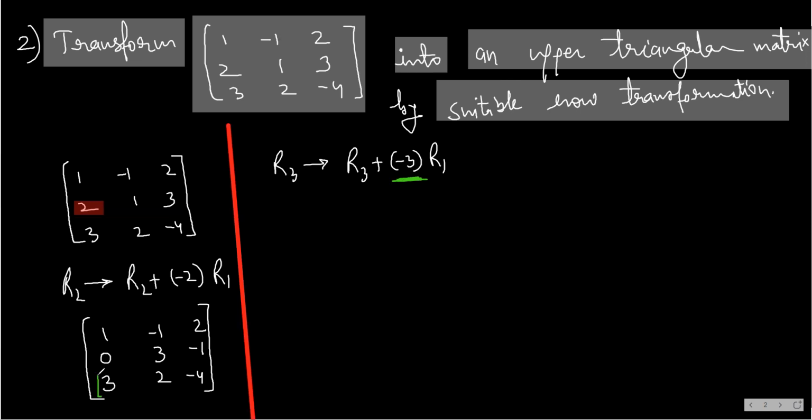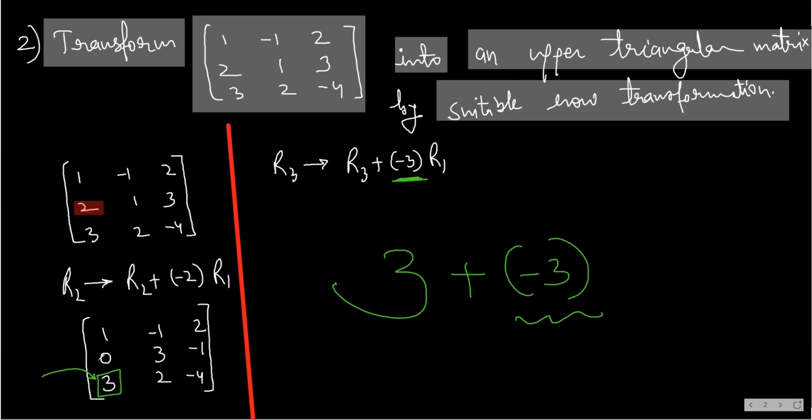Because this is the place where I want 0 and it is plus 3. How will plus 3 become 0? If you add minus 3. And how will you get minus 3? If you multiply minus 3 with 1.